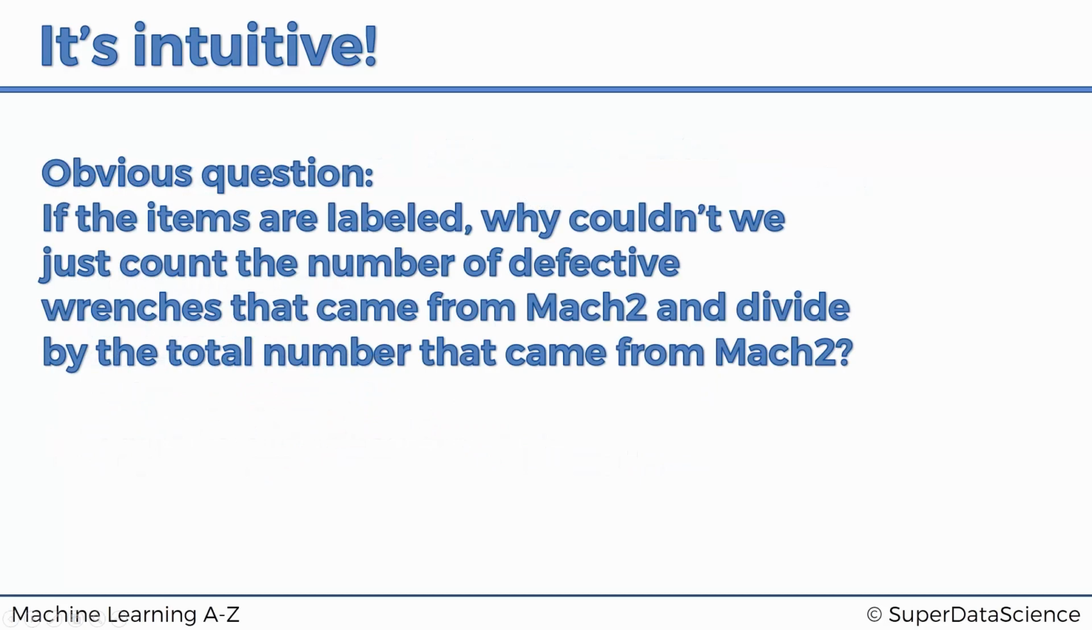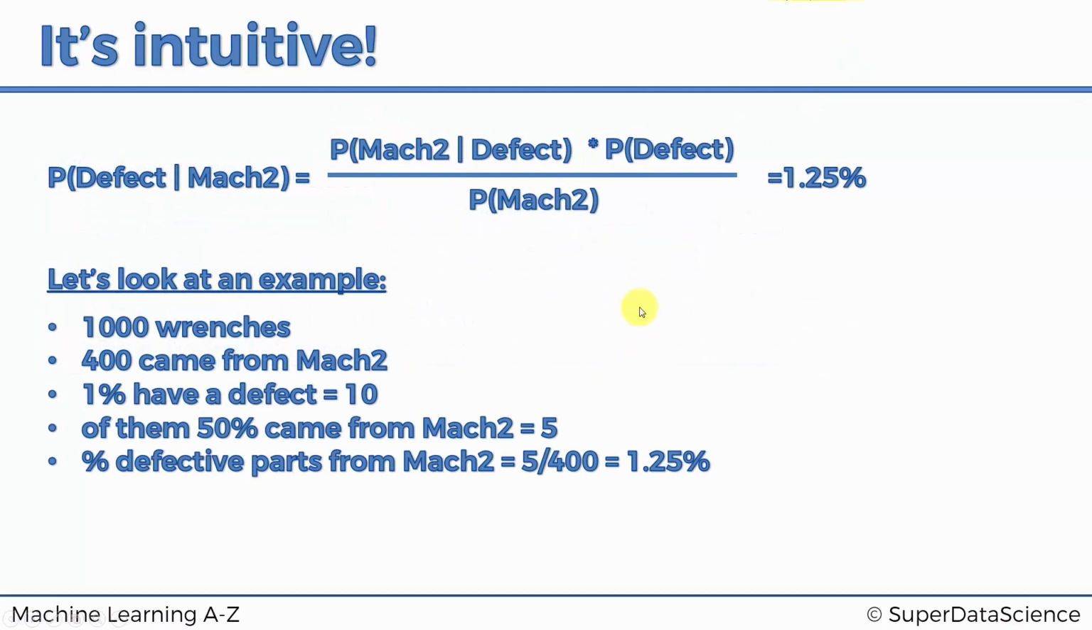So that's the question. If the items are labeled, why couldn't we just count the number of defective wrenches that came from machine 2 and divide by the total number that came from machine 2? So if you think about it, that's exactly what we are doing. So this is the total number of wrenches that came from machine 2. At the top, if you multiply it by the 1,000, we've got the number of machine 2 defective, the probability of a part coming from machine 2 given that it's defective times the probability of it being defective. So at the top, as you remember, we got that 5. So the top is actually the number of defective parts that came from machine 2. At the end of the day, we're actually doing that exact thing.